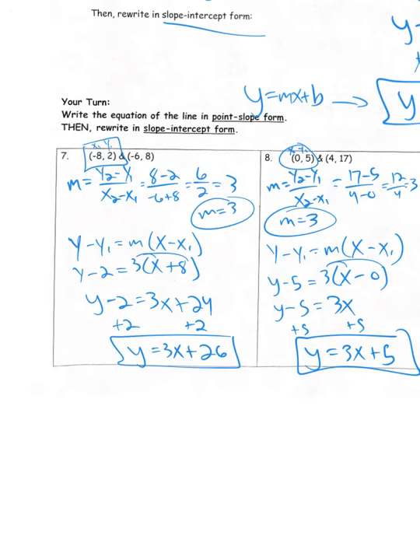So there is what I got on those 2 examples, number 7 and number 8. First, you want to find your slope. And then once you find your slope, plug in that slope and the information from one of your points into your point slope form. You can then distribute and use your inverse operations to get y by itself and get that equation in that y equals mx plus b form.